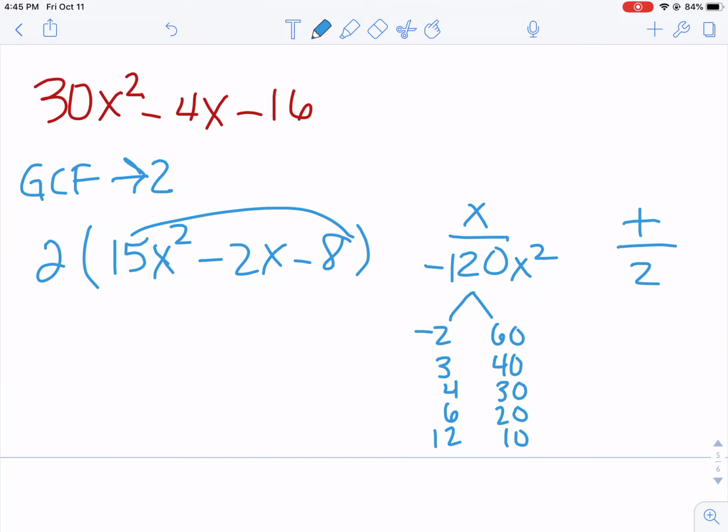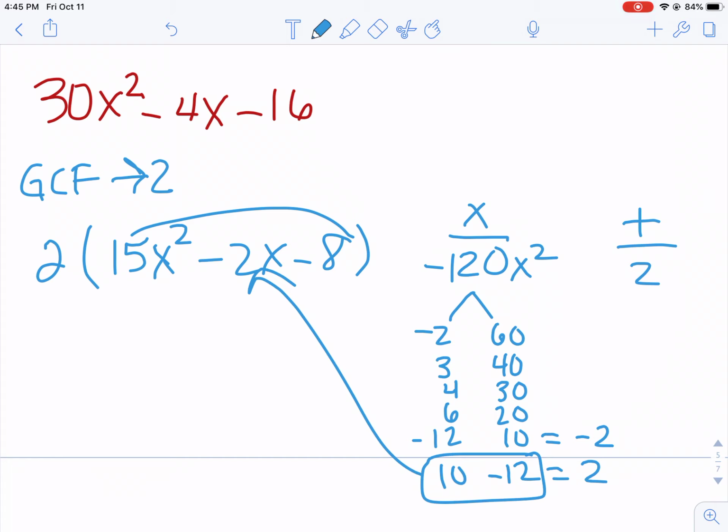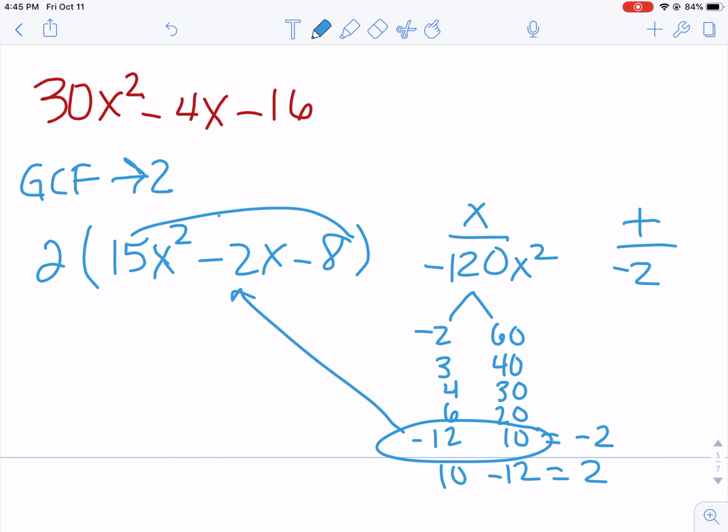You can go through and change your signs on them. If I do negative 12 and 10, that gives me a negative 2. And if I switch my combination, that gives me the positive 2. So I want this set. Oh, I'm sorry, I want the negative 2 set. I want this set because I need to add to negative 2. I really suck. So I'm going to put this here in the middle. So I get 15x squared minus 12x plus 10x minus 8.